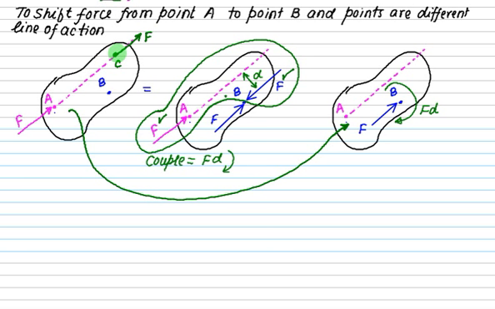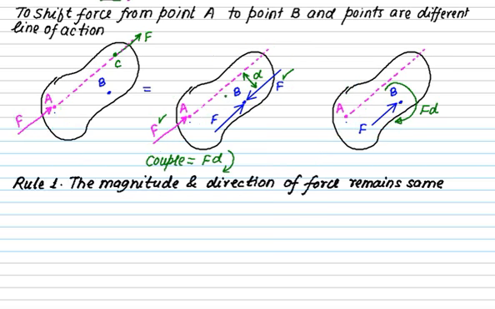But whenever the force is shifted, will the magnitude of the force change? Will the direction of force change? No. No change in magnitude, no change in direction. But is an additional couple produced? So there are two rules when you are shifting the force from point A to point B. Rule number 1 is that the magnitude and direction of the force remain the same. But rule number 2 says that if the line of action is changed, then an additional couple is produced.